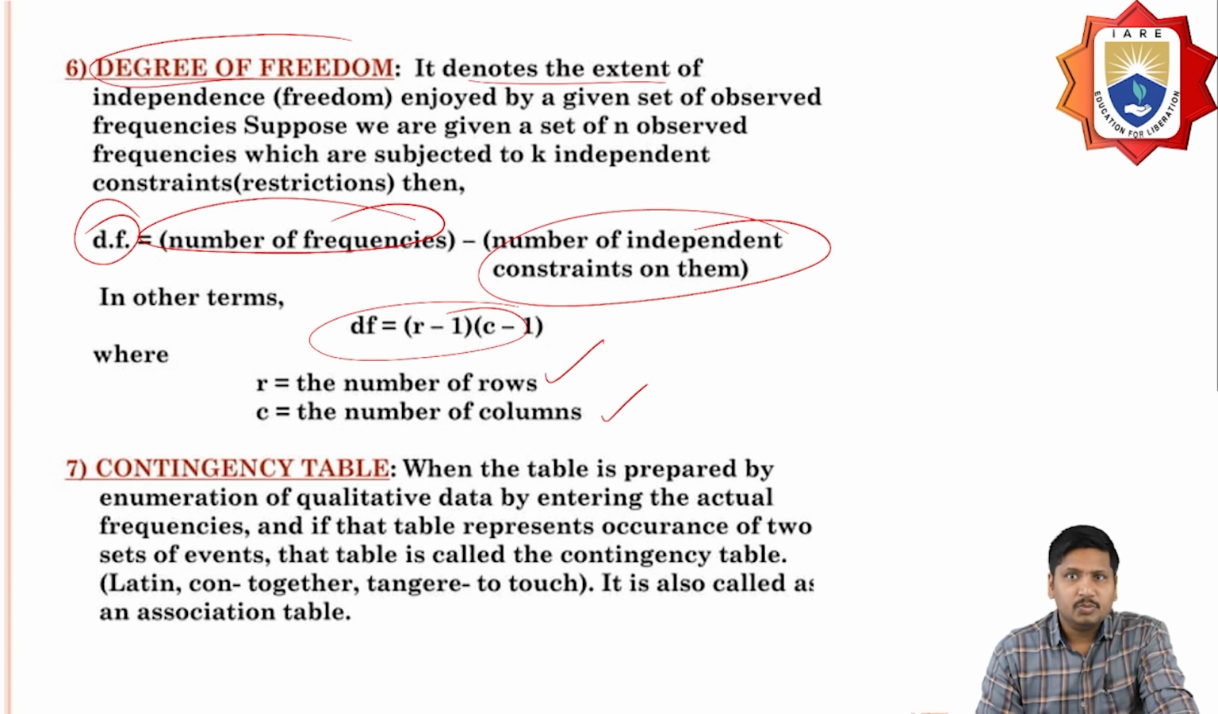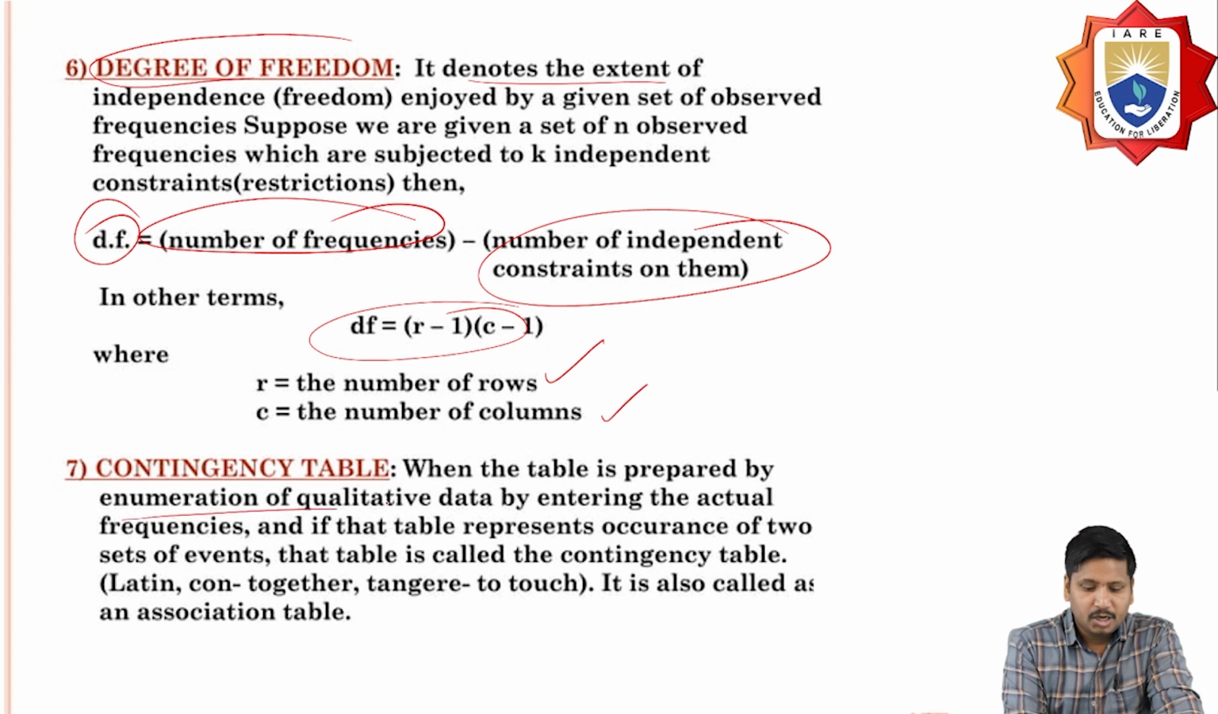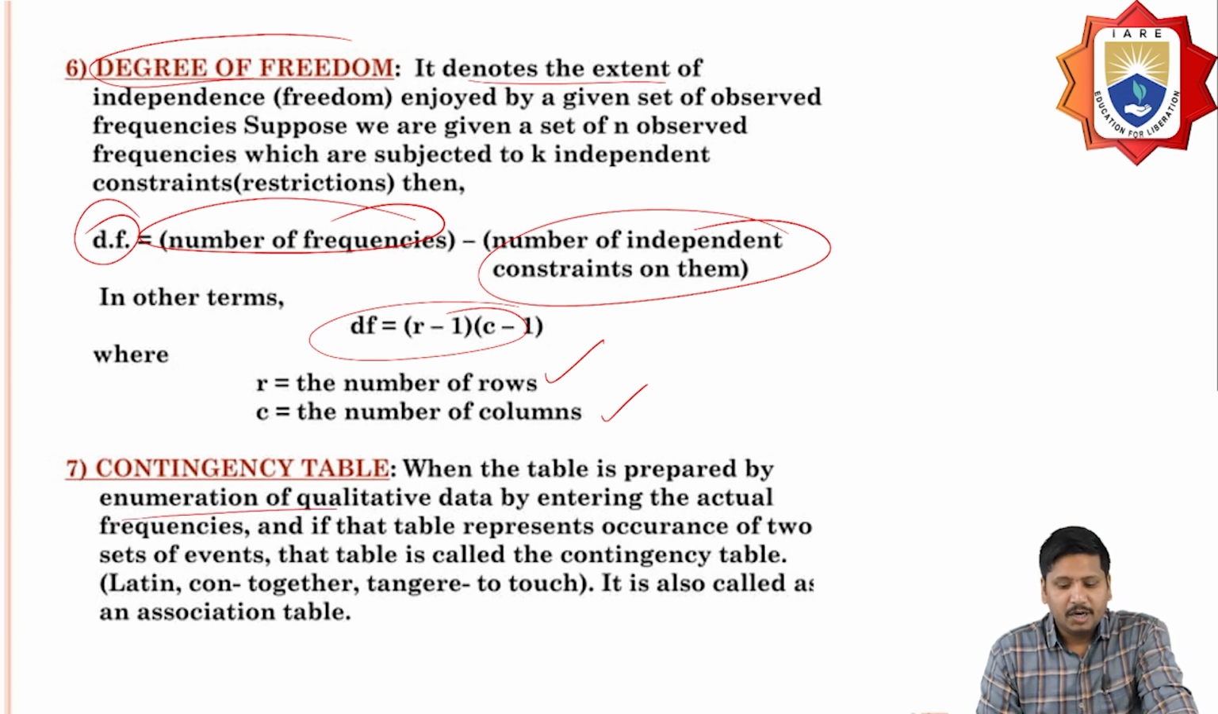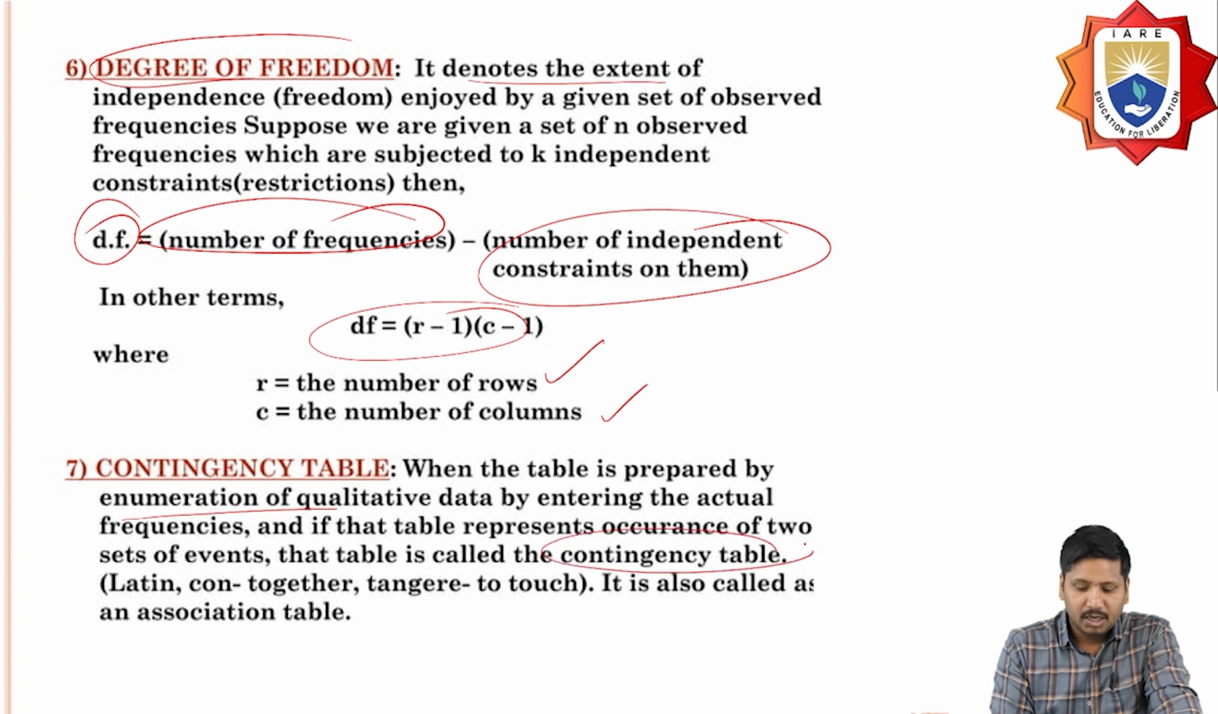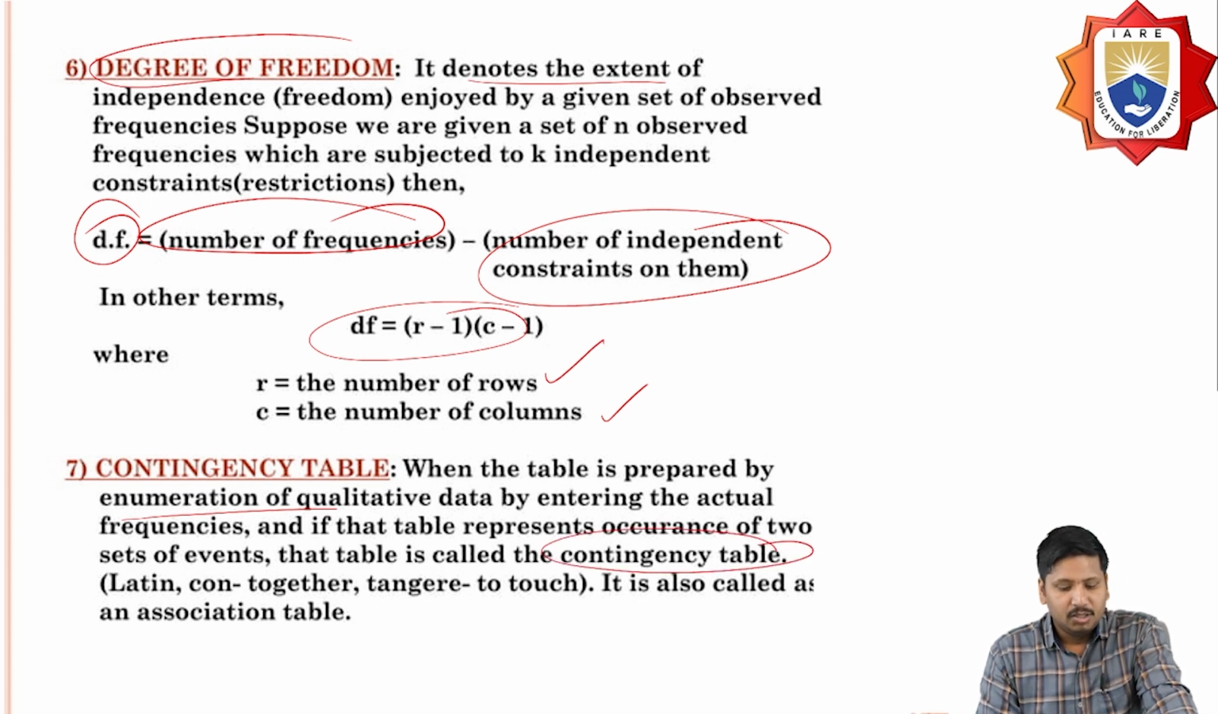Contingency table means that the table is prepared by the enumeration of qualitative data by entering the actual frequencies, and if the table represents the occurrence of two sets of events, then the table is called a contingency table. It is also called an association table.